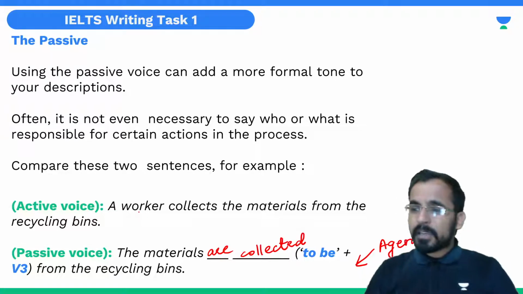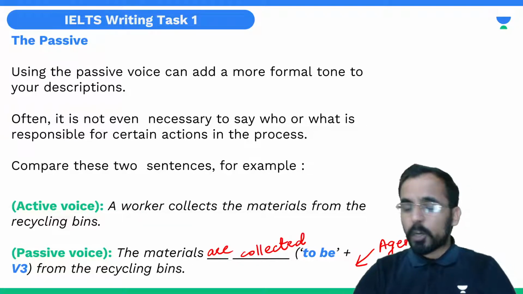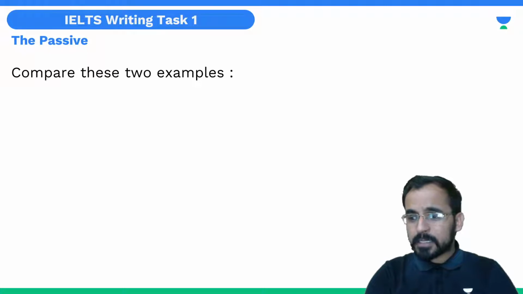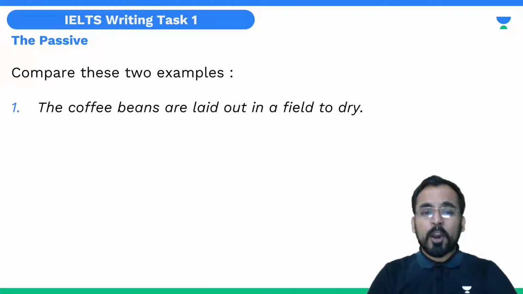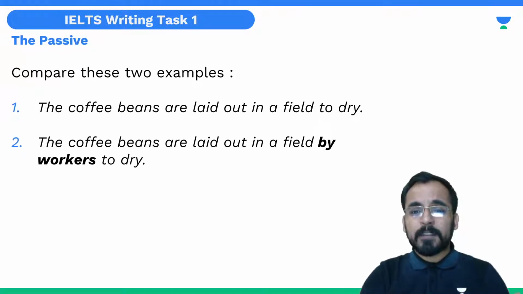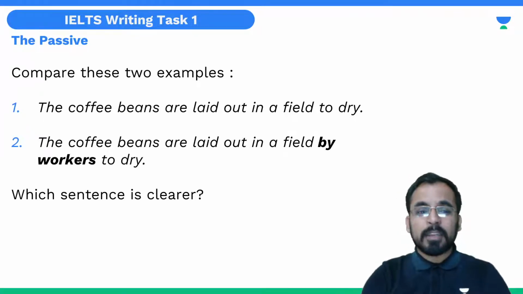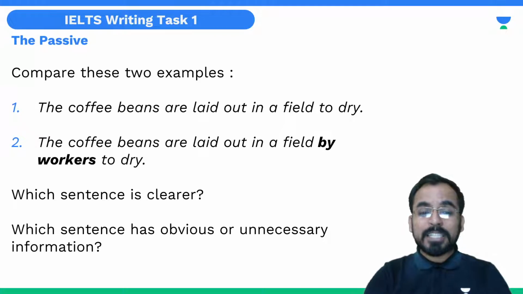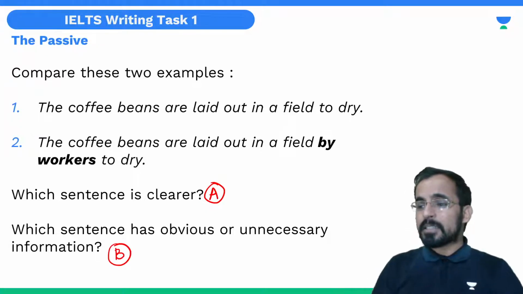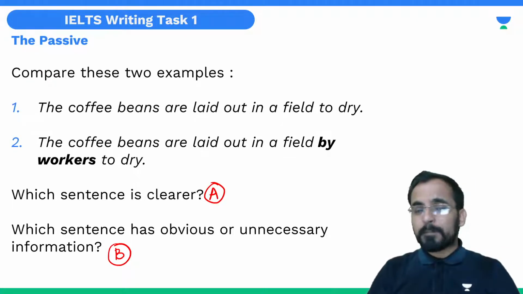Right? Everybody, are we clear on this front? Okay. Now let's move on. Now I'll give you again some examples. Okay? So let's say the coffee beans are laid out in a field to dry. The coffee beans are laid out in a field by workers to dry. Okay. Now which sentence is clearer, and which sentence has obvious or unnecessary information? You have to answer these two questions of mine.